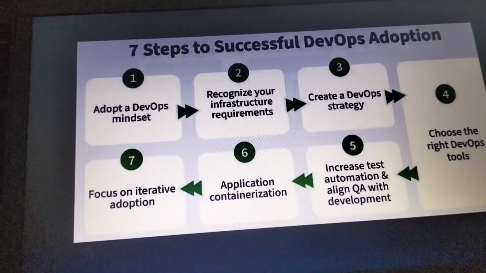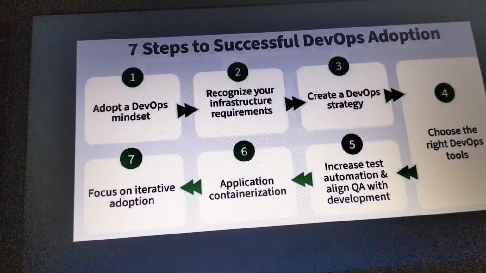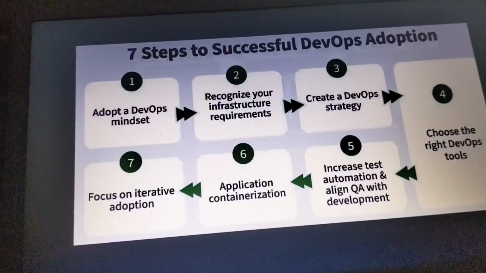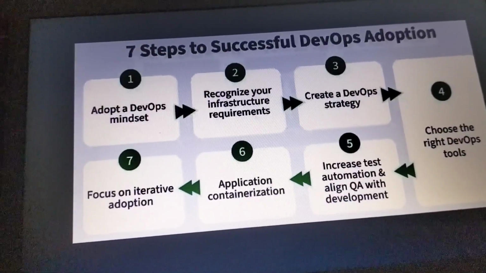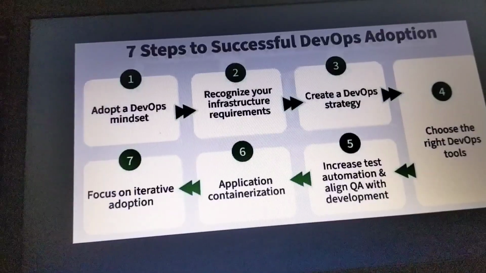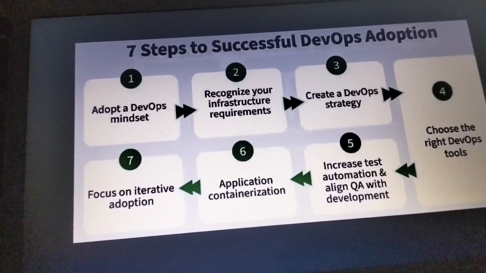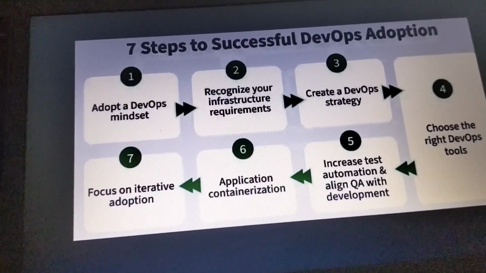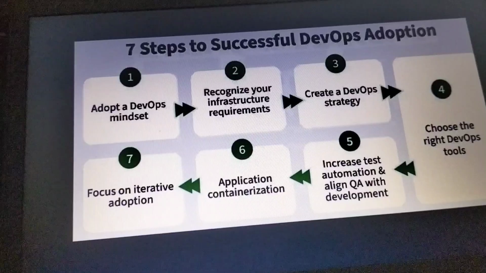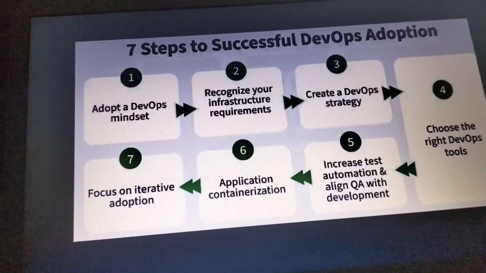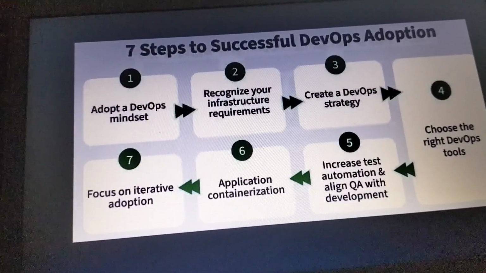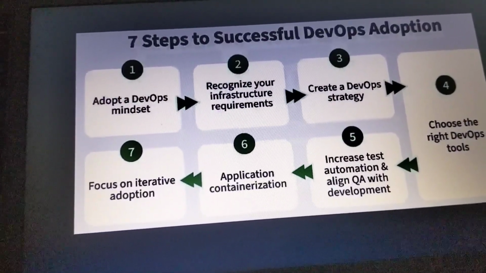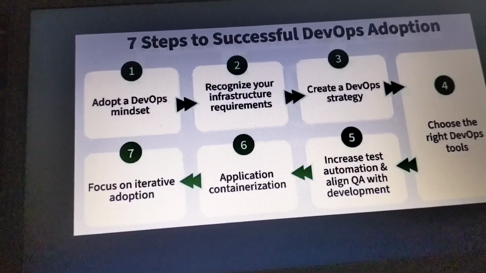The 7 steps to successful DevOps adoption are: first, adopt a DevOps mindset, that is, we need to deliver the software quickly and there must be no error. Second, recognize your infrastructure requirement. Third, create a DevOps strategy. Fourth is choose the right DevOps tools. Fifth is increase test automation and align QA with the deployment. Sixth is application containerization. Seventh is focus on iterative adoption. These are the 7 steps used in DevOps for successful delivery of software.